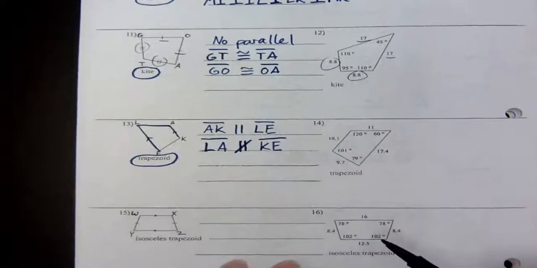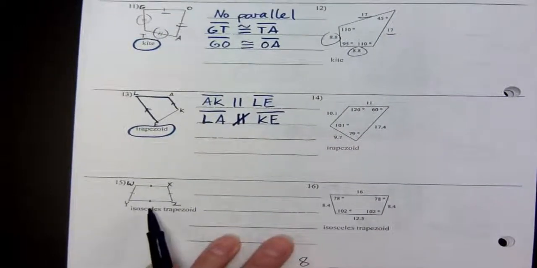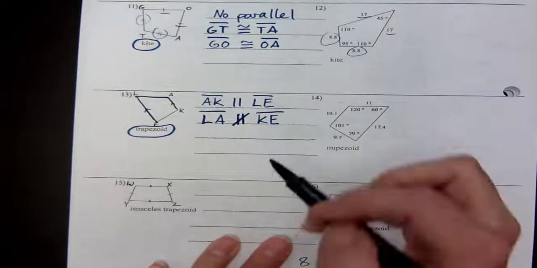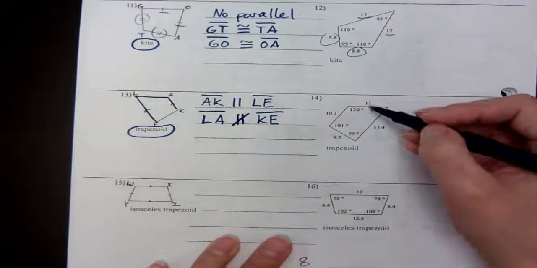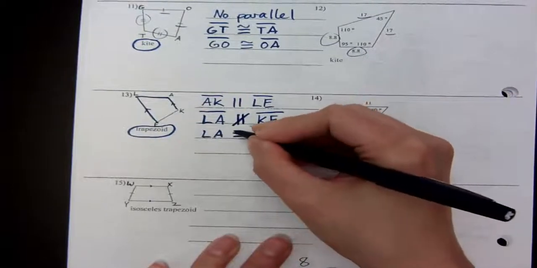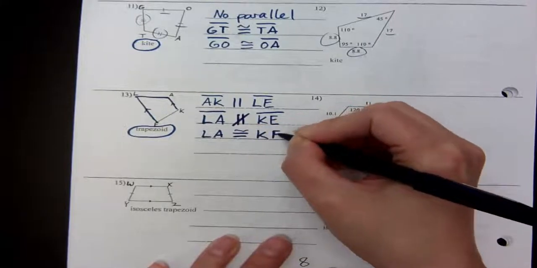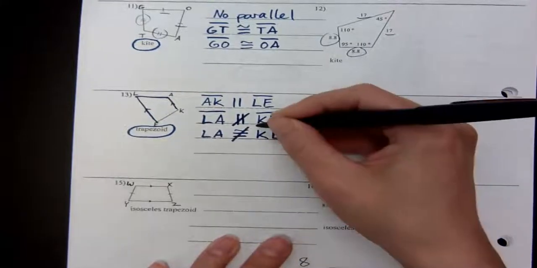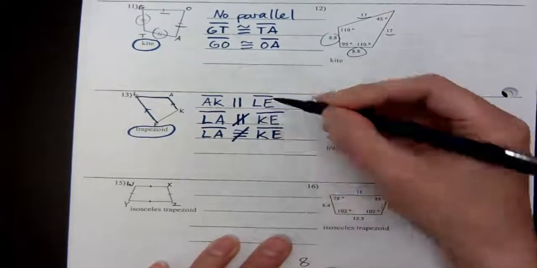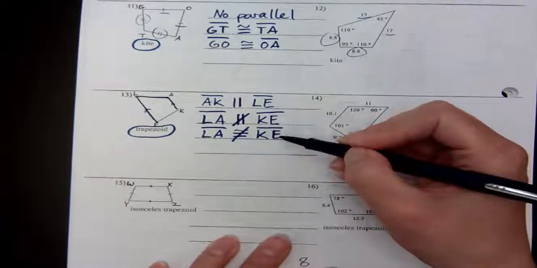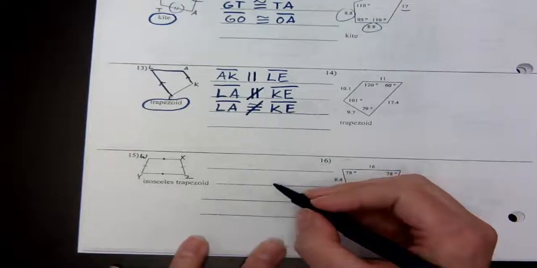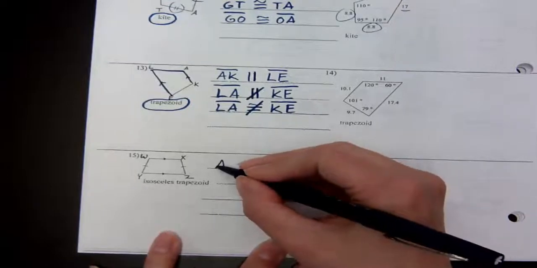And then we're also going to differentiate it from the isosceles trapezoid. An isosceles trapezoid has two sides that equal each other, the non-parallel sides. This one, they do not equal each other, and so we're going to write that statement. LA is not congruent to KE. So it's not congruent. And so this is the proof for a trapezoid. We have only one pair of parallel sides, the other pair is not parallel, and the sides don't equal each other. If it is an isosceles trapezoid, we start the same way.